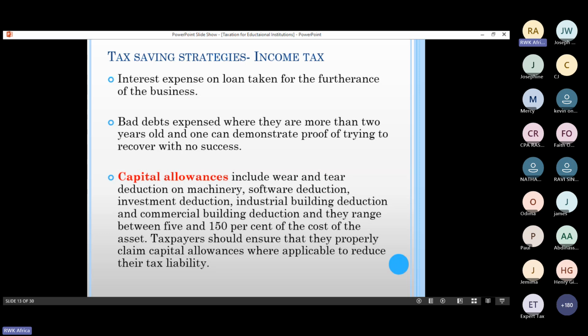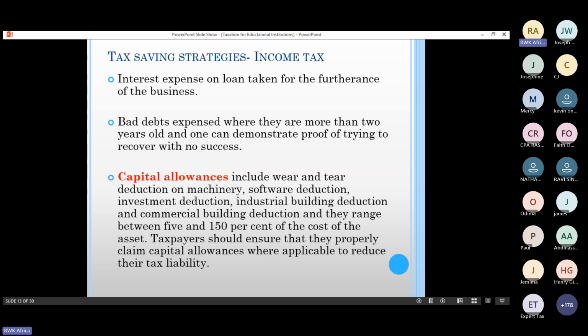Then we have bad debts. You should expense the bad debts whereby these debts are more than 2 years old, and you can demonstrate that you tried recovering this debt, but with no success. So maybe you can find that you had students in the year 2010, and up to date, there are arrears relating to those students. So those are 15 years. Is there any hope of recovering that amount? There is no hope. So that one is a bad debt. But you have to show proof that you tried recovering with no success. So you should have that expense as bad debt written off.